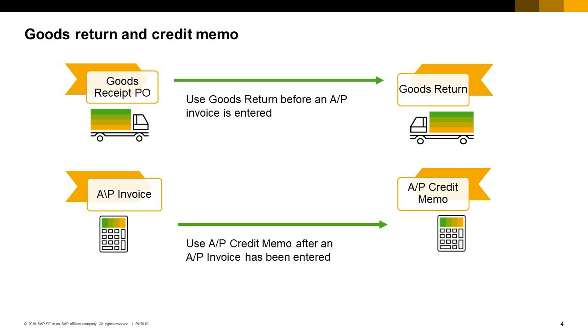There are two main documents in SAP Business One that are designed to remove an item from inventory and give a credit in the general ledger. The first is the goods return. The goods return is used when the issue is discovered after the goods are received into inventory but before an AP invoice has been entered. The second document is the AP credit memo. The credit memo is used once an AP invoice has been entered.